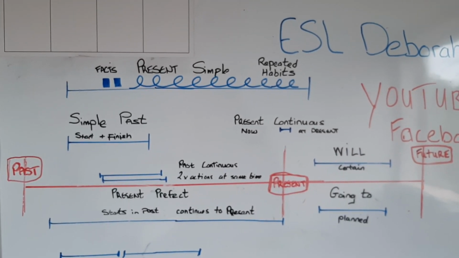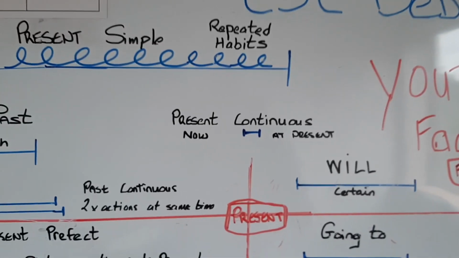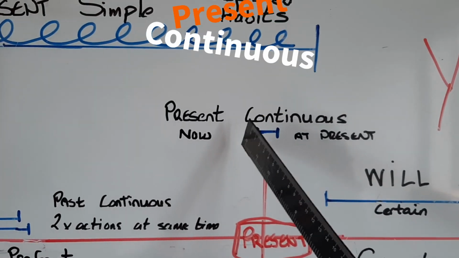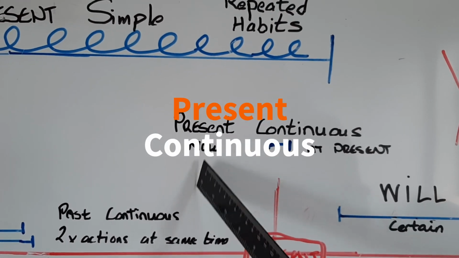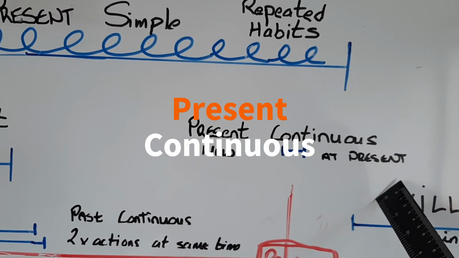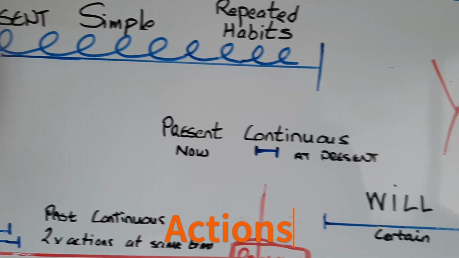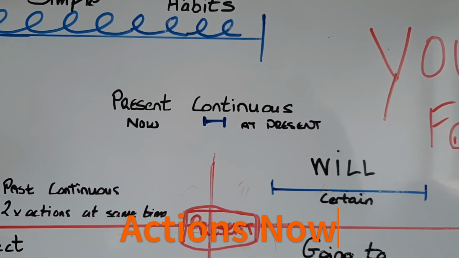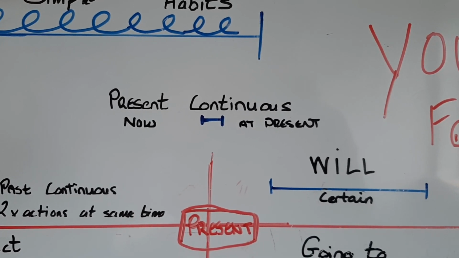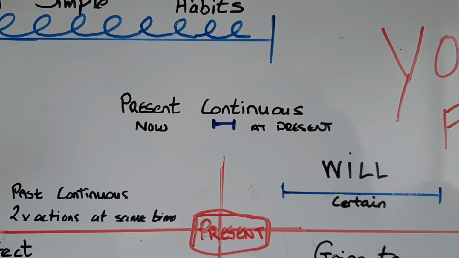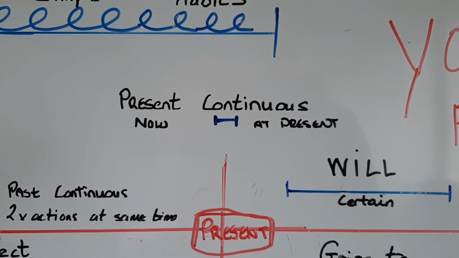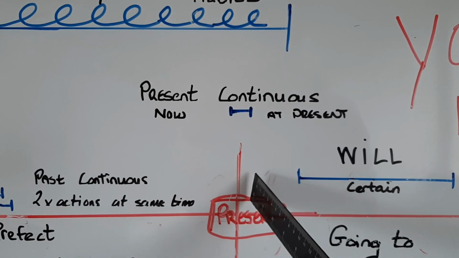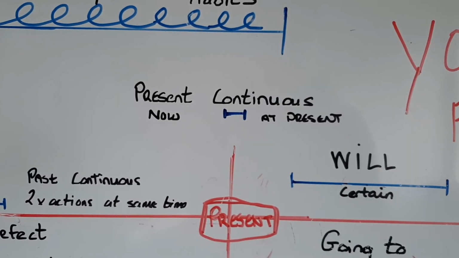When do we use the present continuous? Well, that is here in the present. Present continuous is what we do now, at the present moment. For example, I am making this video. I am speaking to you. I am teaching you about grammar. These are things that are happening in this present moment, right at the present now.